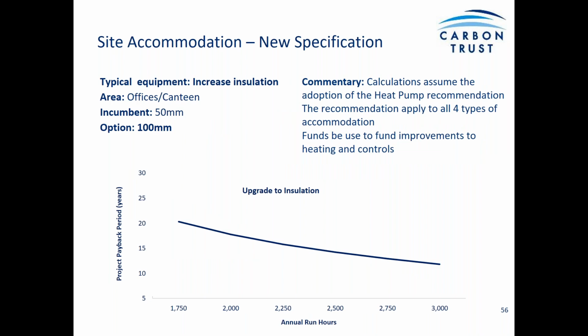Also looked at increasing the insulation from an incumbent 50 mil to 100 mil. Again, even with the extended run hours, with the exception of the drying room, it doesn't stack up to want to double that. And just in terms of how often the space is heated, the incumbent 50 millimeters is plenty.